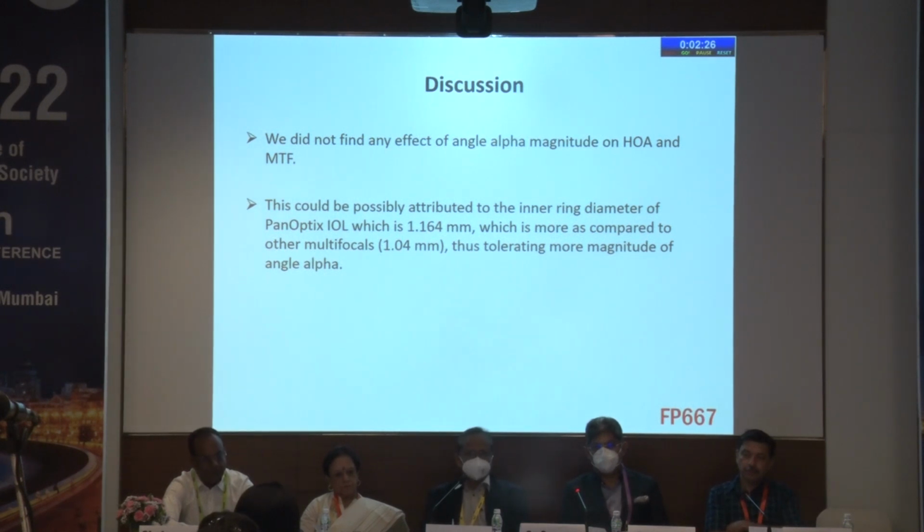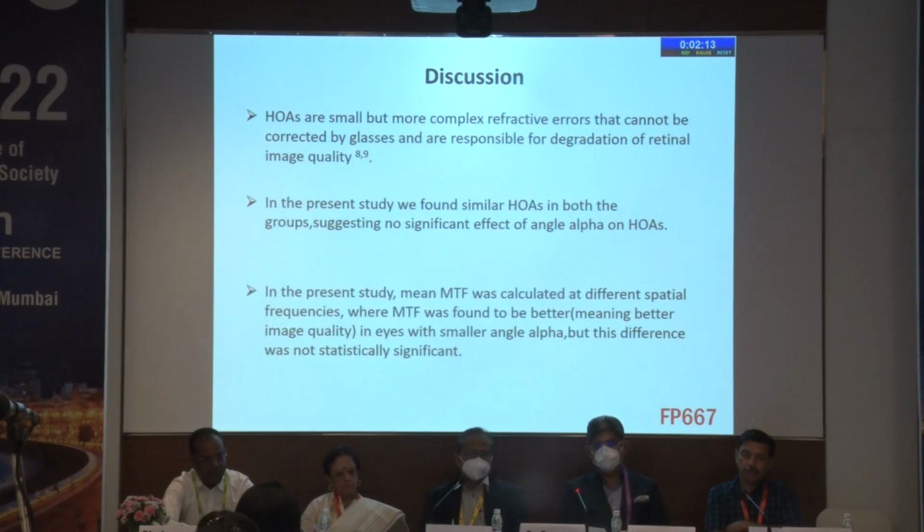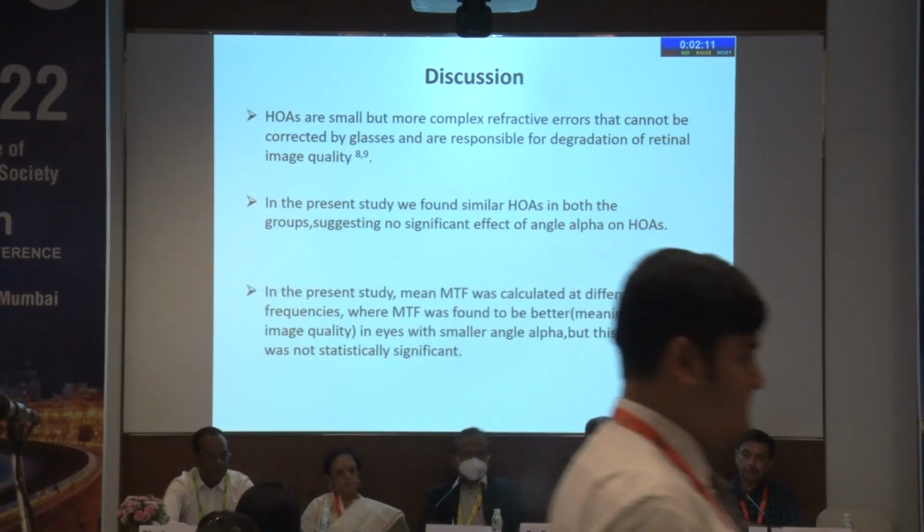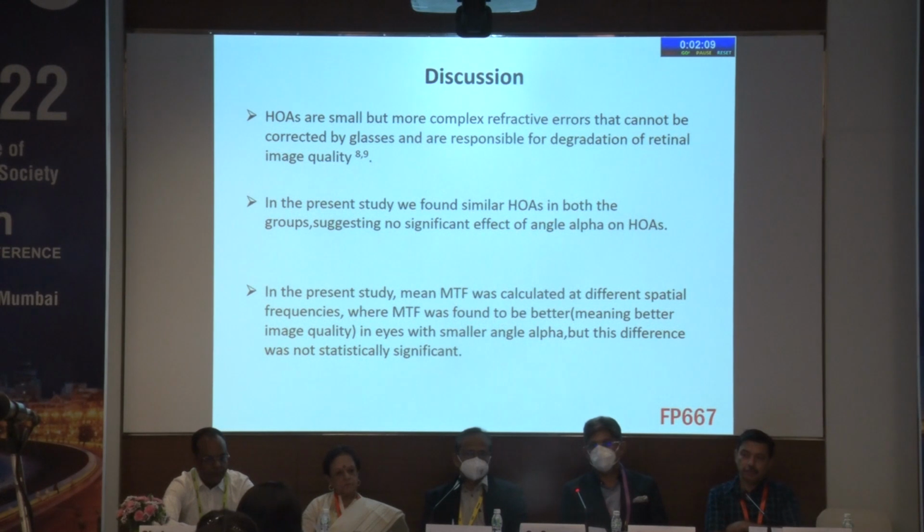This could be possibly attributed to the inner ring diameter of the Panoptix IOL, which is 1.164 millimeter, which is more as compared to other multifocal and trifocal lenses, thus tolerating more magnitude of angle alpha. Higher order aberrations are small but more complex refractive errors that cannot be corrected by glasses and are responsible for degradation of retinal image quality. In the present study, we found similar higher order aberrations in both the groups, suggesting no significant effect of angle alpha on higher order aberrations.